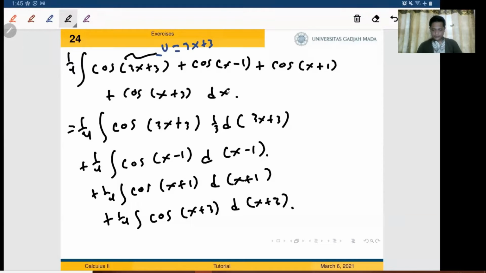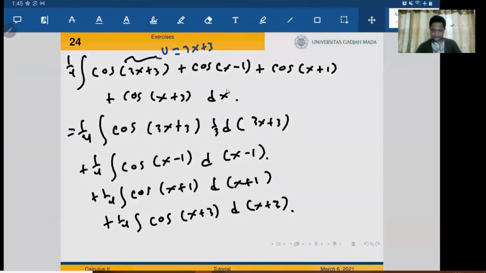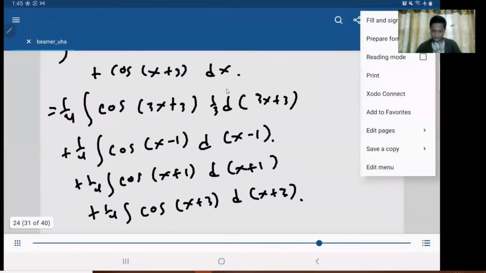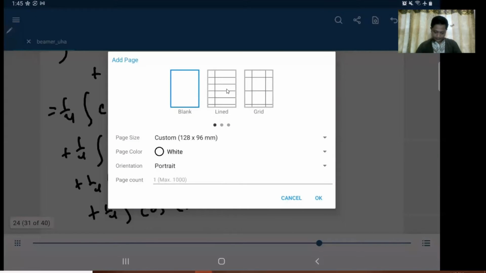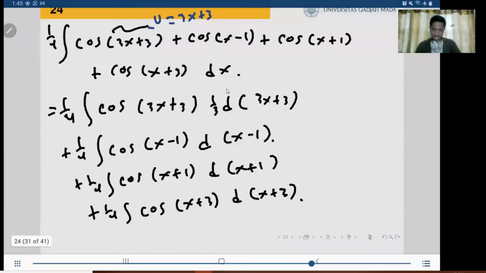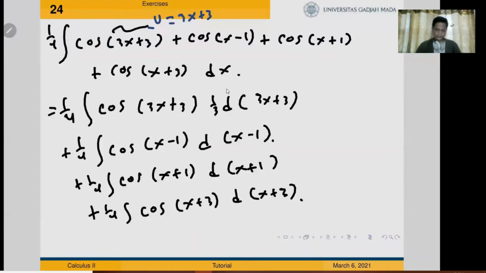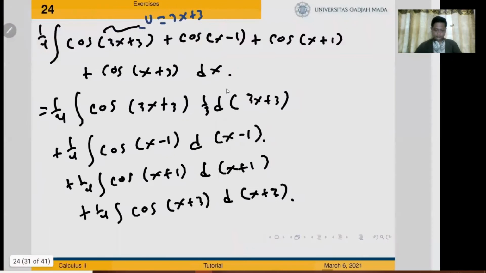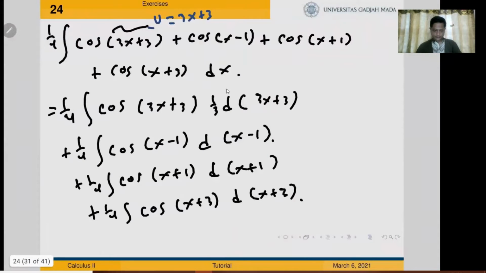Okay. I don't have more pages, so I should add one more page. Add. Landscape should be better. Okay, yeah, it helps. It's a bit irritating if I have to move from one page to another page.